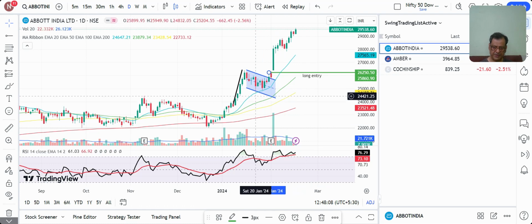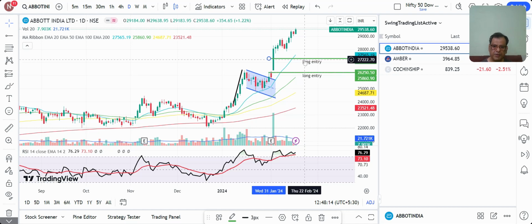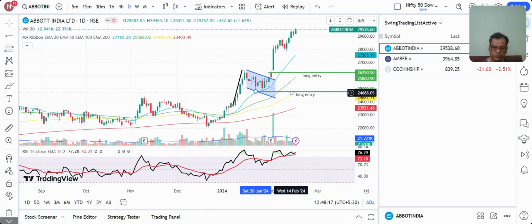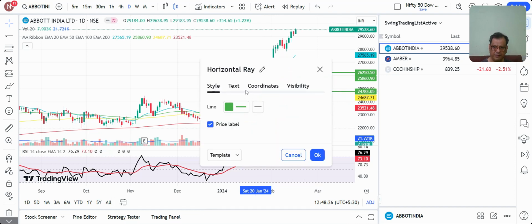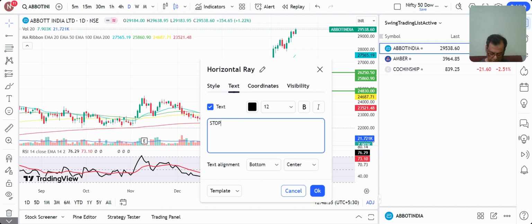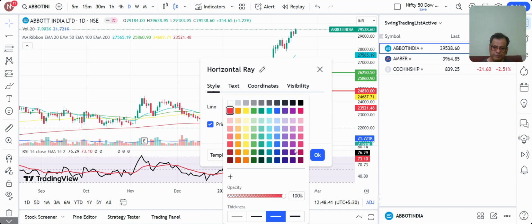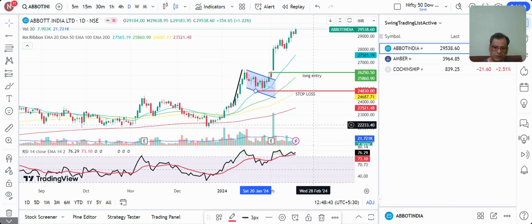And we'll keep our stop loss at the low of the flag. So let me copy this here, keep it here. This will be at 24,832. So let's make it 24,830. Type stop loss, make it red. So you have 24,830 as your SL. You have your entry.